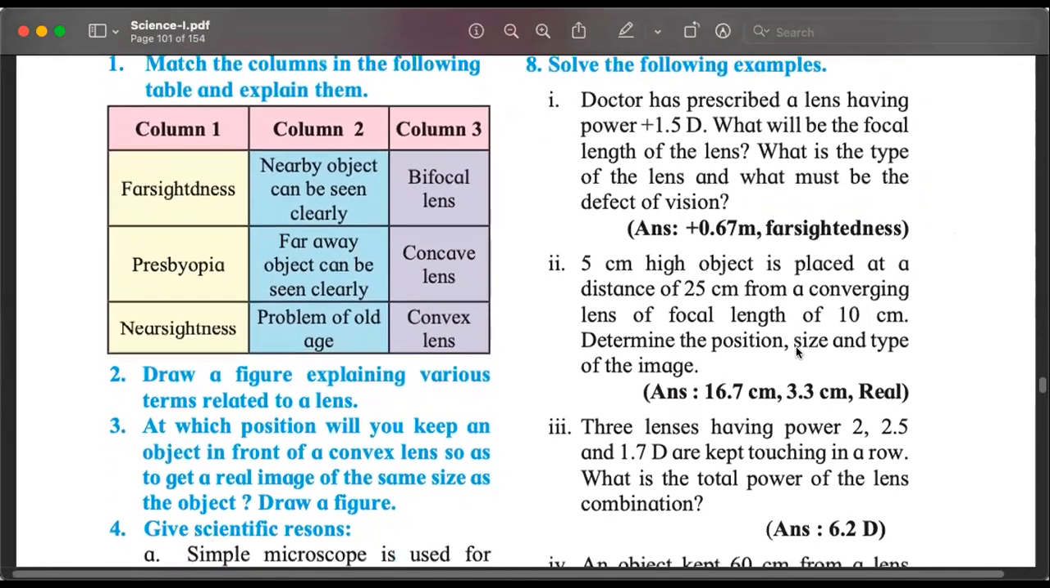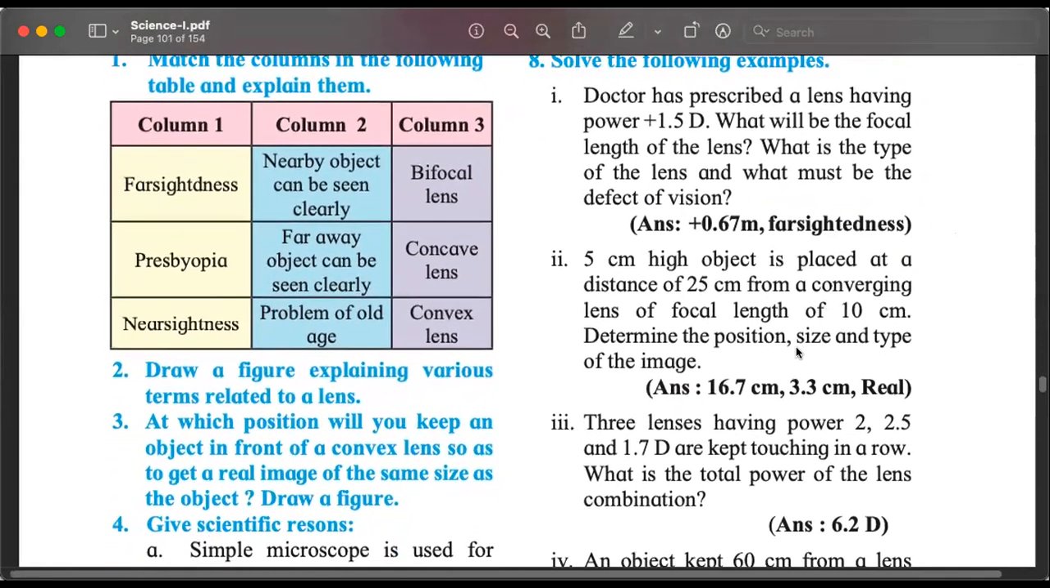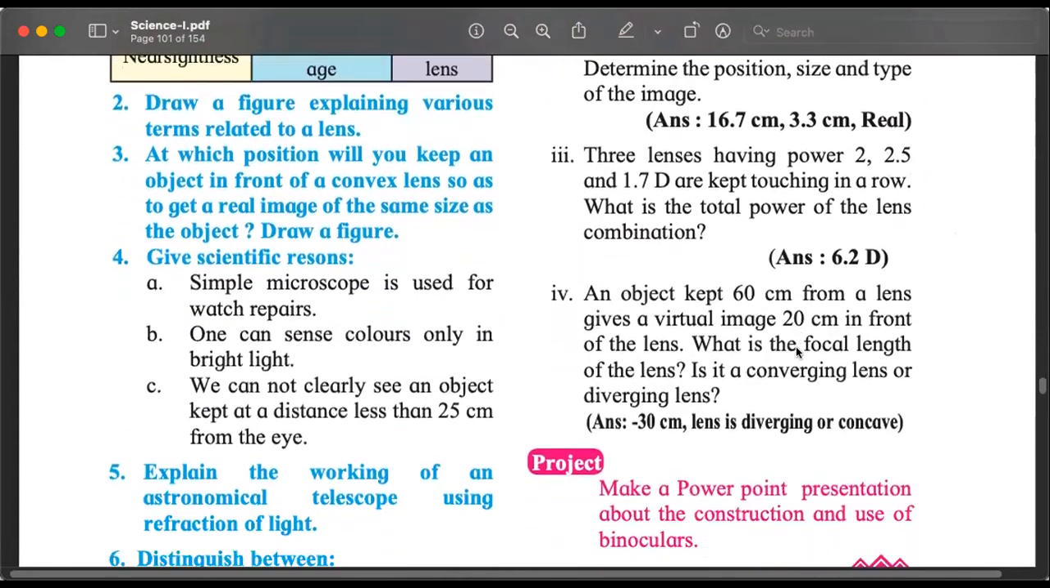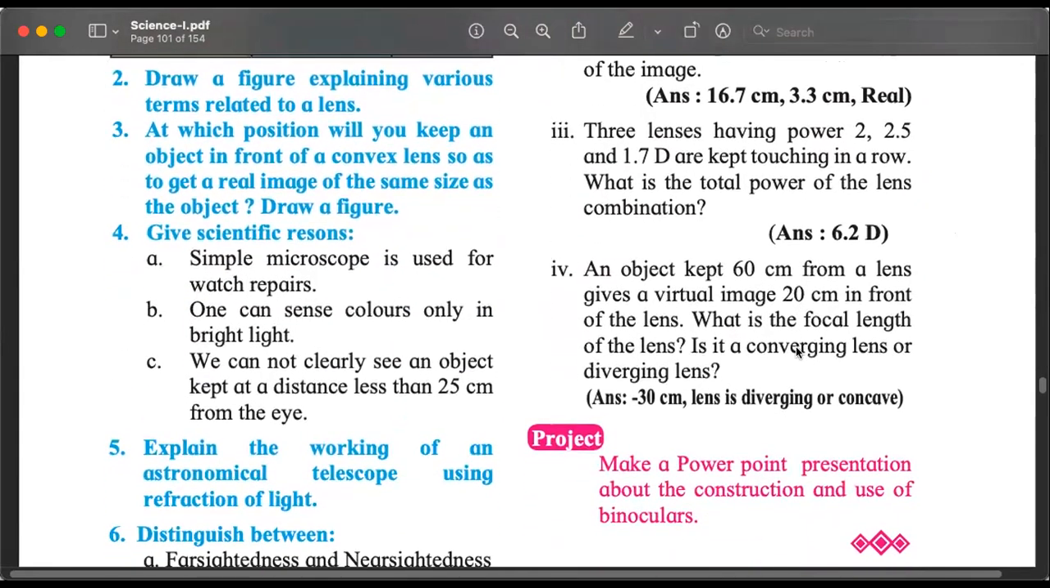If you look at the questions in the exercise, question number 1 we haven't studied, can't. Question number 2 we discussed at the beginning of the class. Draw a figure explaining various terms related to a lens. I've told you which figure and what terms. So you have to just draw the figure. You don't have to explain the terms. You have to draw the figure and show all those terms.